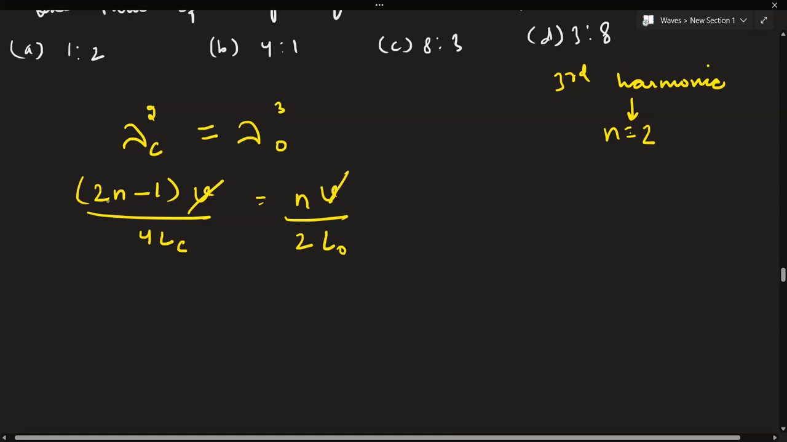You have the value of N with you. N for this is 2 and value of N for open organ pipe is 3. So put it in this equation, see what is the ratio coming. What is LC divided by LO coming? Just check it once.